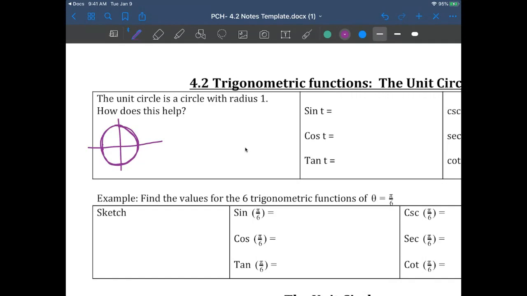Okay, and the reason why we really like the unit circle, the equation for the unit circle is x squared plus y squared is equal to 1 squared, which is 1.